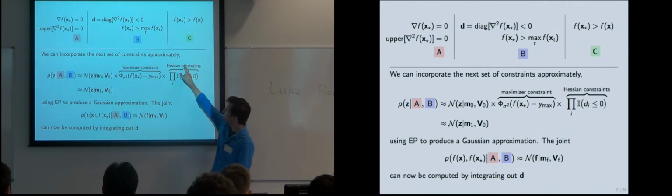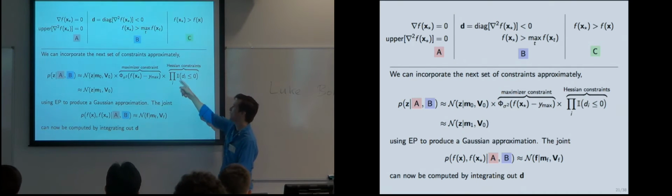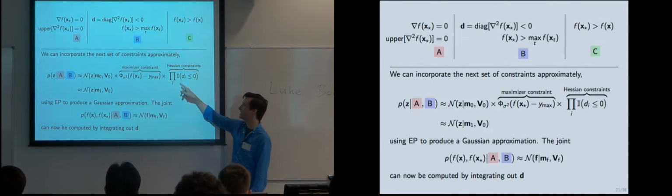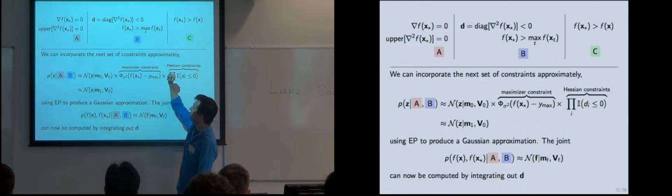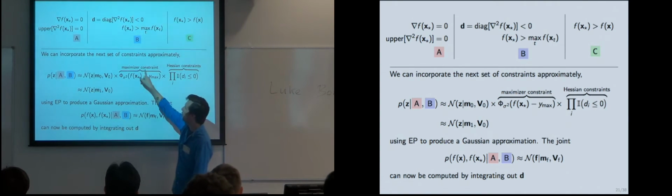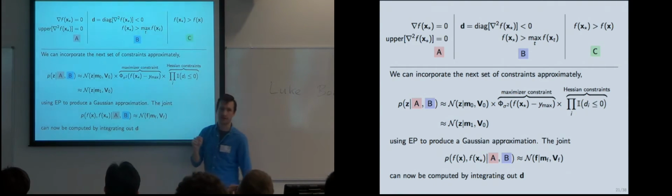So these constraints right here correspond to the constraints on the second derivatives. I'm just saying that I have a product here of indicators that say that my diagonal components have to be less than 0. And then right here, I have this maximizer constraint, which is saying that f of x star has to be less than f of x.